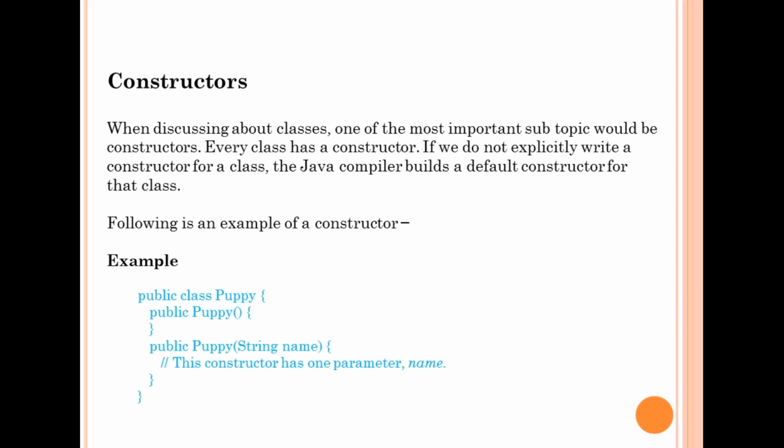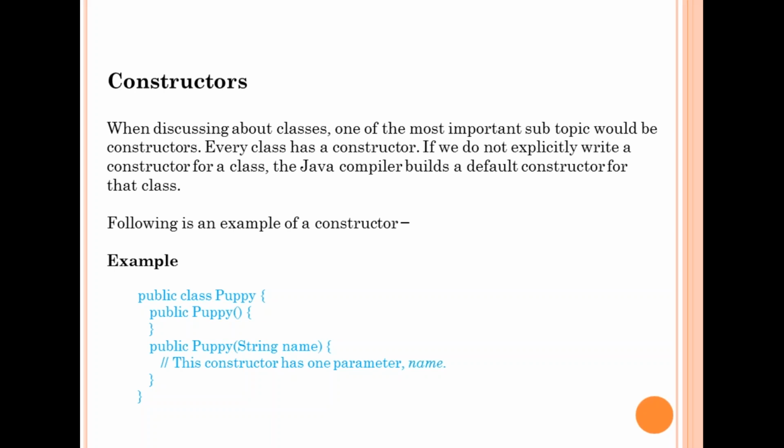Constructors. When discussing classes, one of the most important subtopics would be constructors. Every class has a constructor. If we do not explicitly write a constructor for a class, the Java compiler builds a default constructor for that class. Each time a new object is created, at least one constructor will be invoked. The main rule of constructors is that they should have the same name as the class. A class can have more than one constructor.